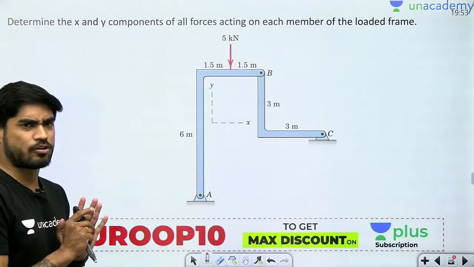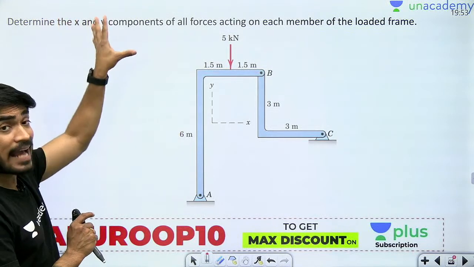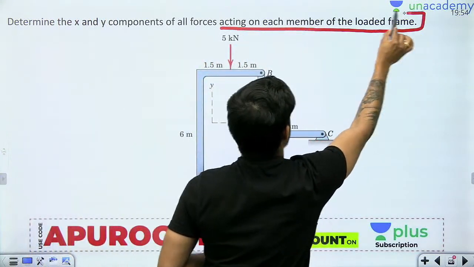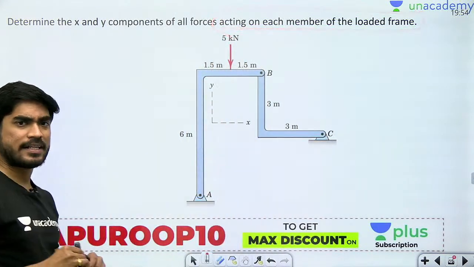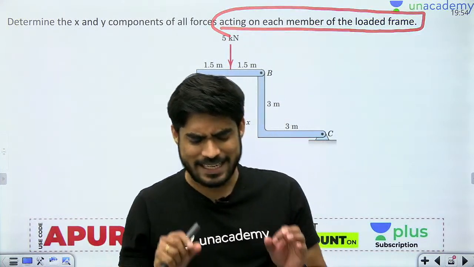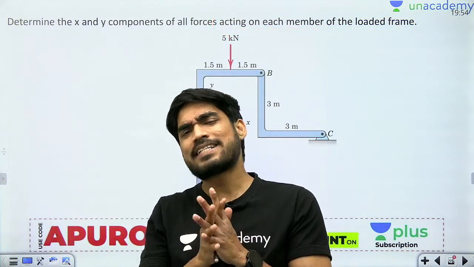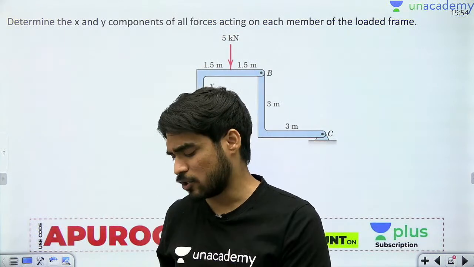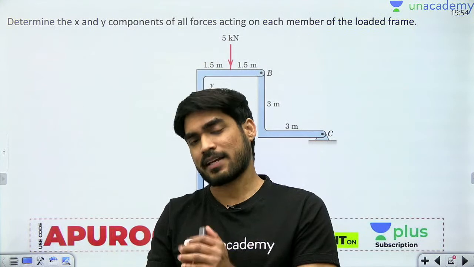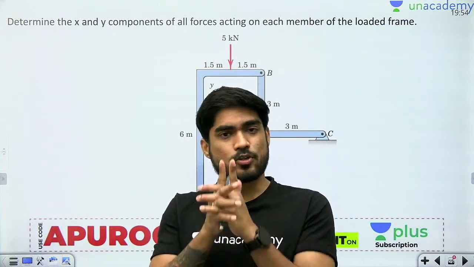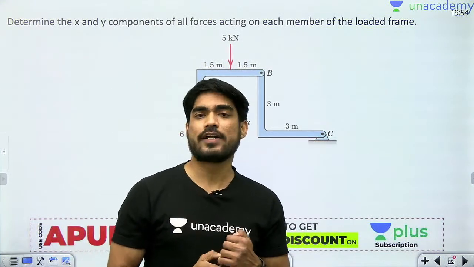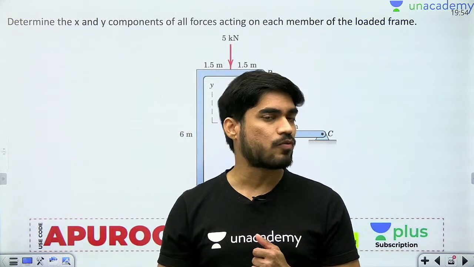So now beta, we need to find the forces, x and y components of the forces acting on each member of the frame, okay? Now understand how we solve the problem of frames. So beta, in case of truss, the first method that we used in order to calculate the forces was what? Method of joints, in which what do we do? In case of method of joints, what do we do?